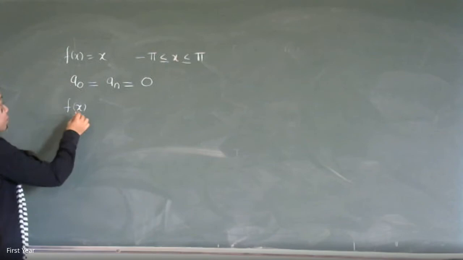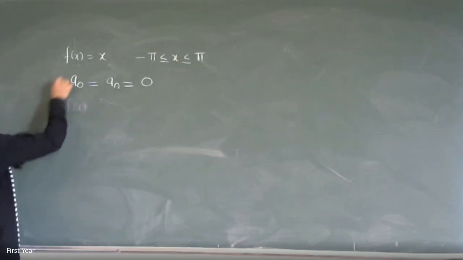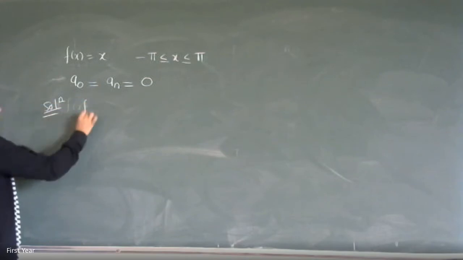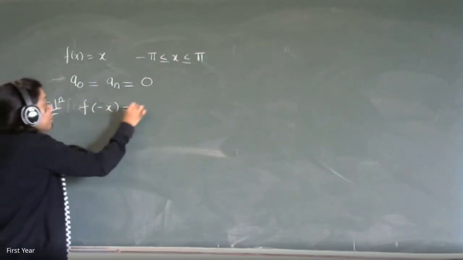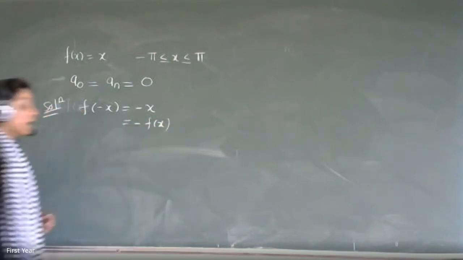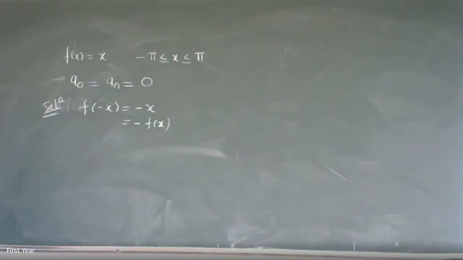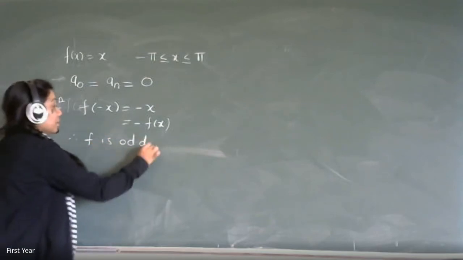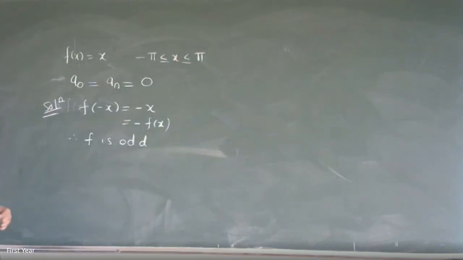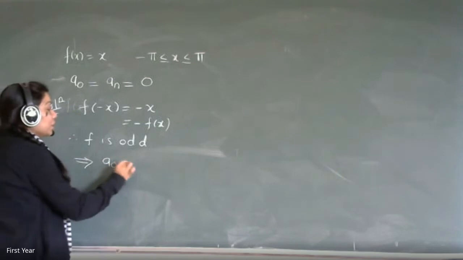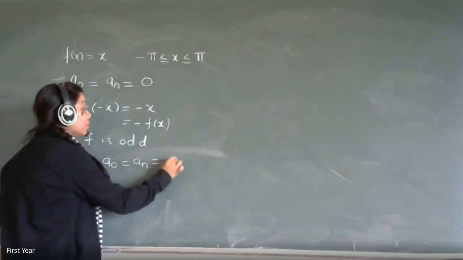So first of all, what we'll say? First you write f of minus x is equal to minus x, which is minus of f of x. Therefore, f is odd. Once f is odd, what do we know? We know that a naught is equal to an is equal to 0.